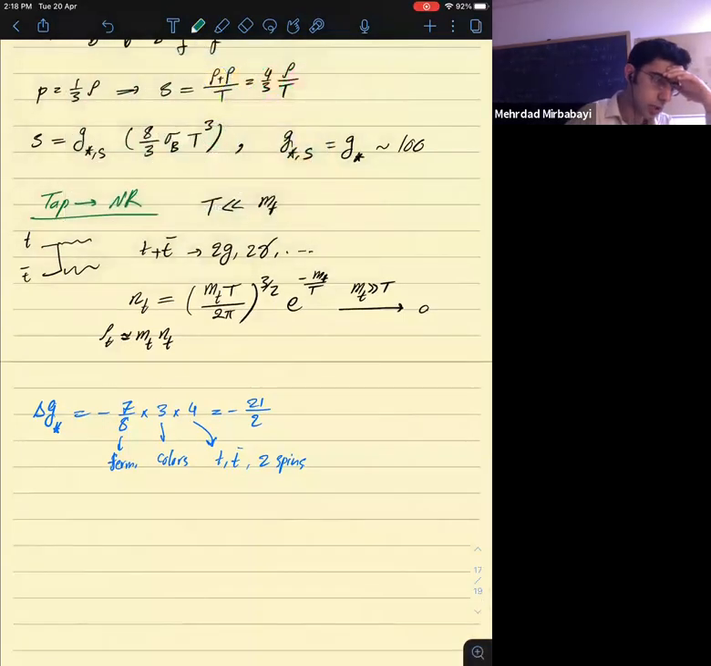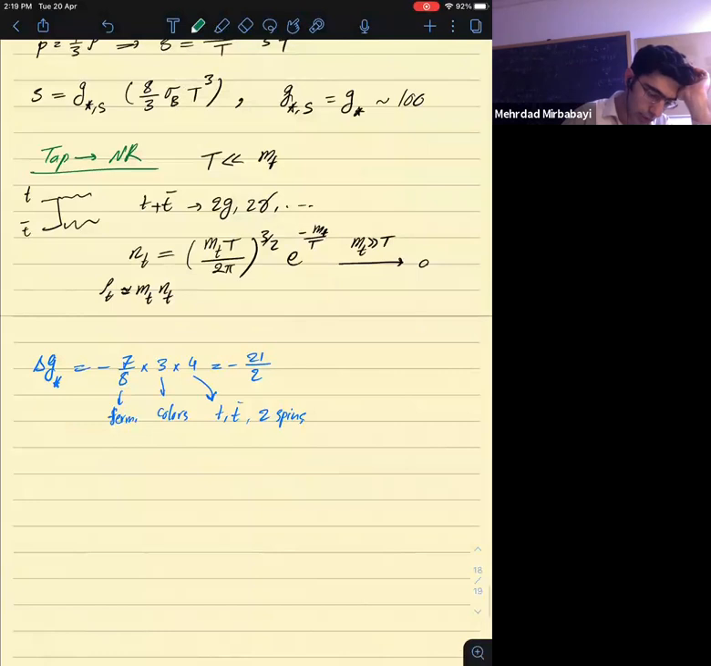Now what happens to the temperature when this happens, when one relativistic degree of freedom becomes non-relativistic and decays into other ones? What happens to the temperature? That we can determine using the fact that we are in thermal equilibrium or approximate thermal equilibrium.